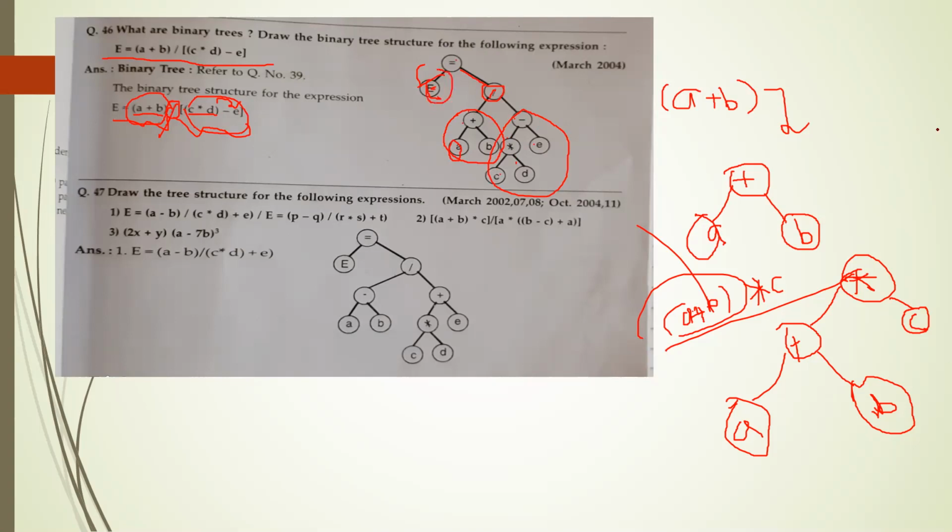At the same time, A minus B divided with C into D plus E. Now E equals to, here is first bracket, A minus B. This divided with C into D plus E. Here is plus E divided with A minus B. This is E equals to.